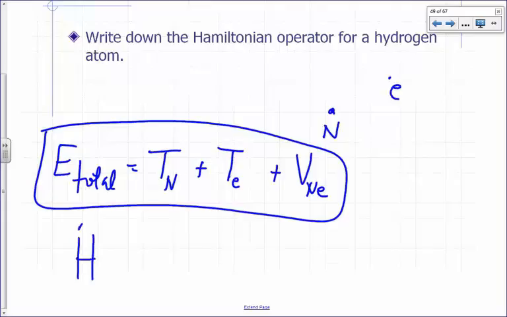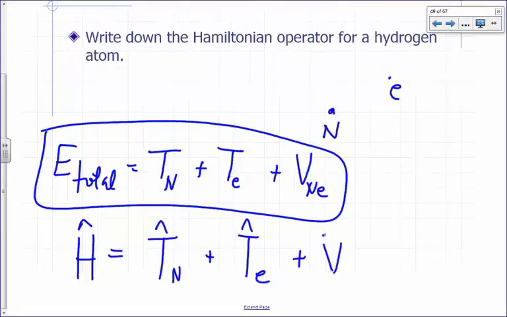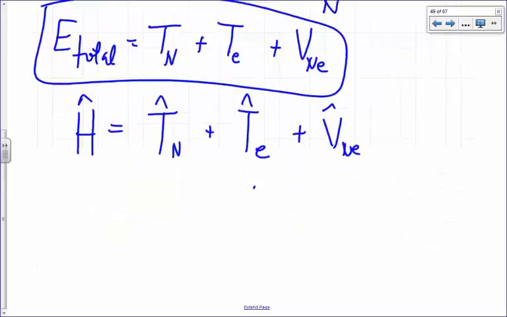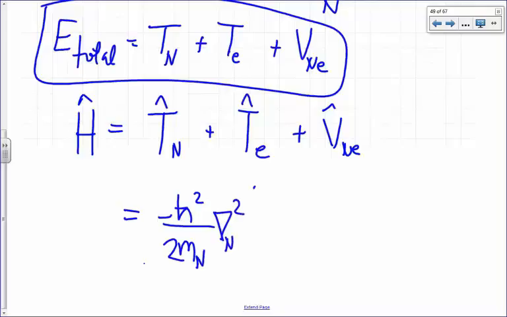So let's write the Hamiltonian for this. You have a kinetic energy operator for the nucleus, a kinetic energy operator for the electron, and a potential energy operator for the interaction between the nucleus and the electron. So what was our expression for the kinetic energy operator? Negative h bar squared over 2 times the mass of the nucleus, del squared for the nucleus.